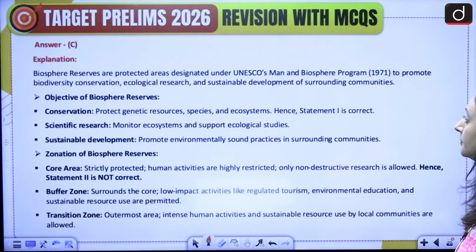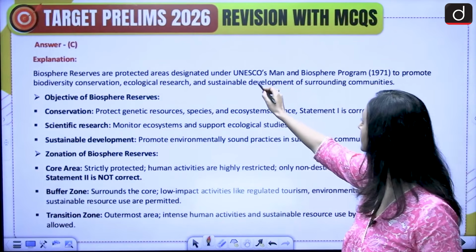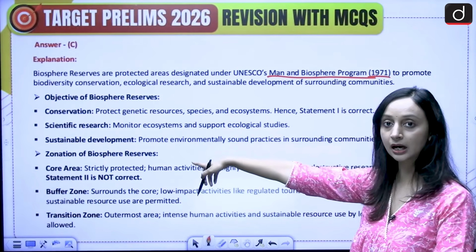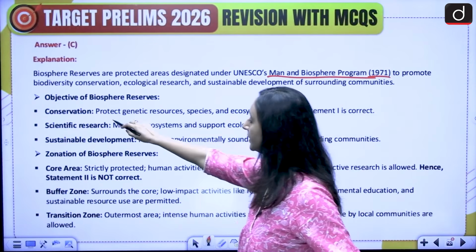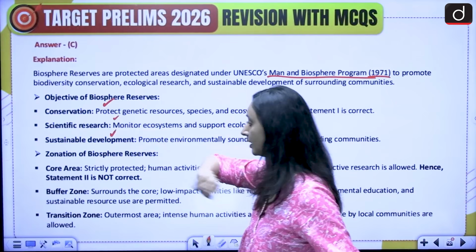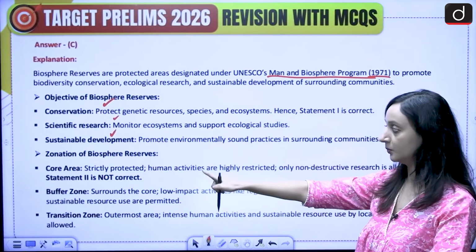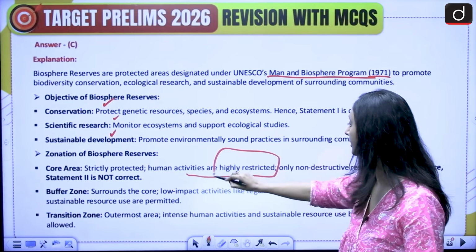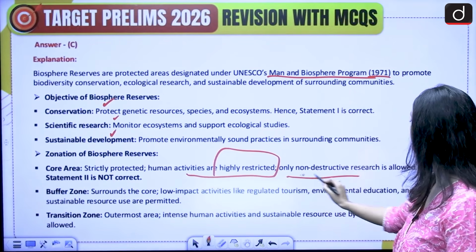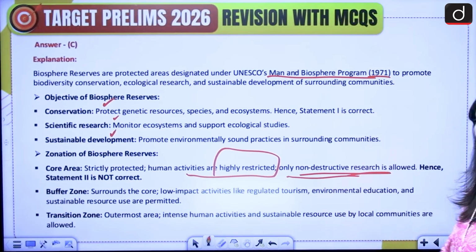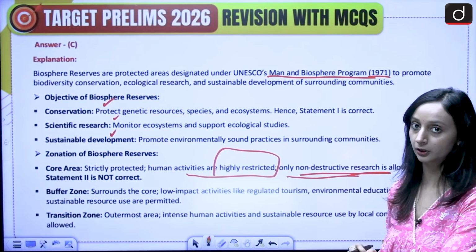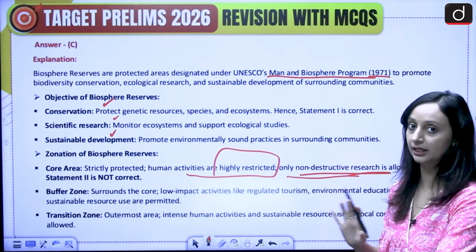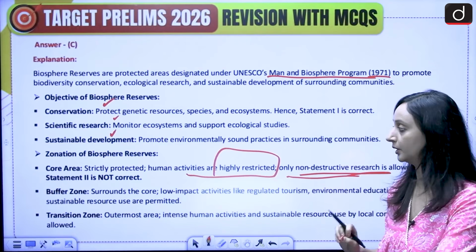So biosphere reserves are protected areas designated under UNESCO's Man and Biosphere Program, 1971, and the objectives are conservation, scientific research and sustainable development. Now we have a core area which is strictly protected. Human activities are highly restricted and, with appropriate license and regulation, only non-destructive research is allowed.